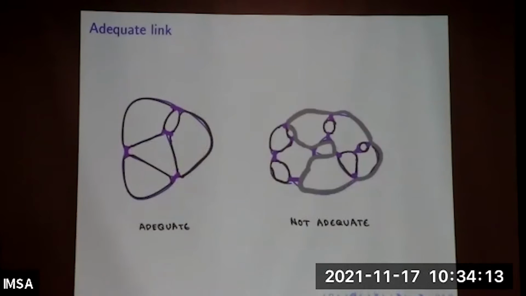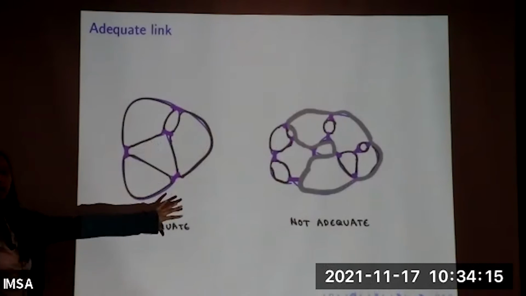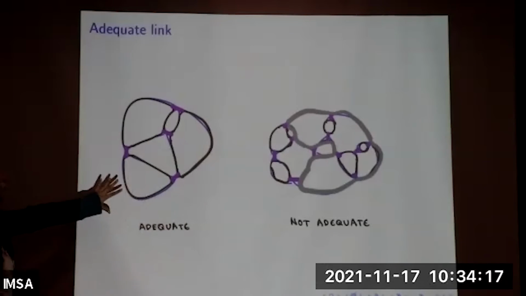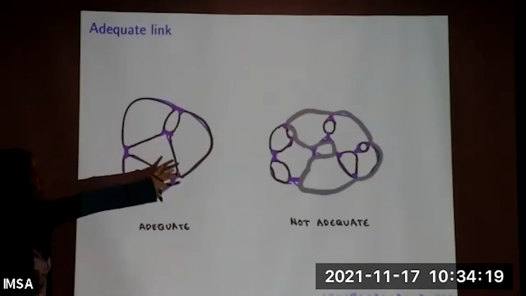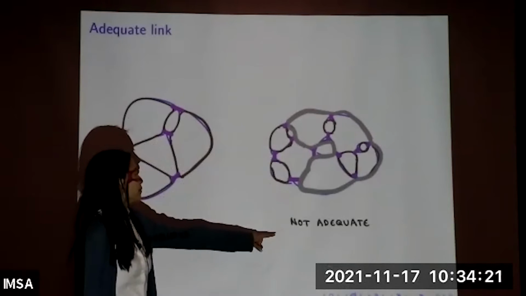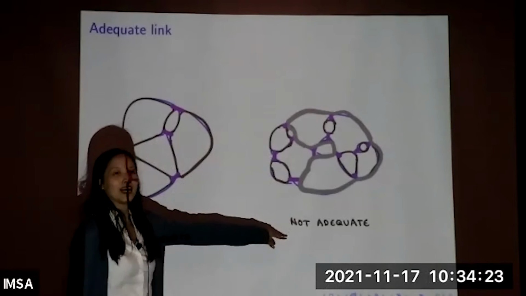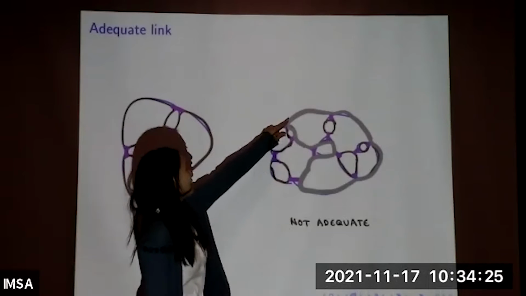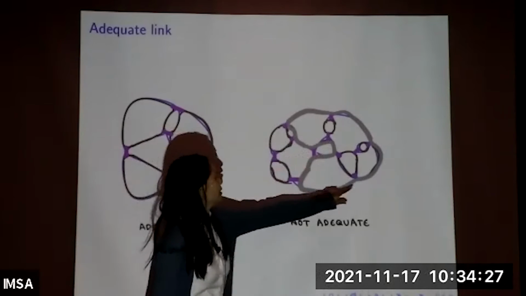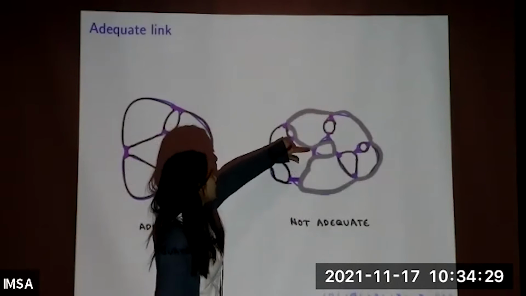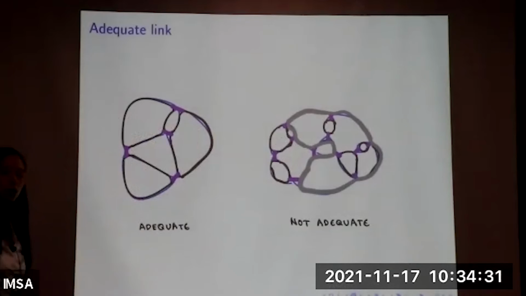All right, so this is the B adequate part of it, right? And then you have the right hand side. This is a not B adequate diagram, right? Because you can see in gray here, the circle that has a segment with two ends on the same circle. Okay.